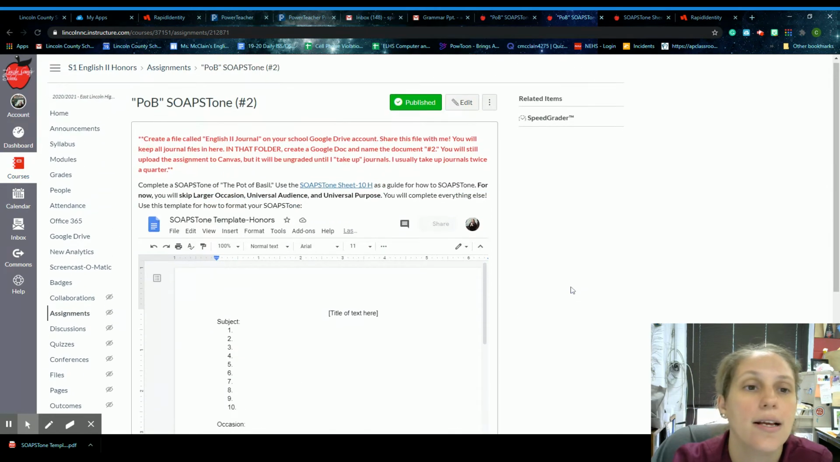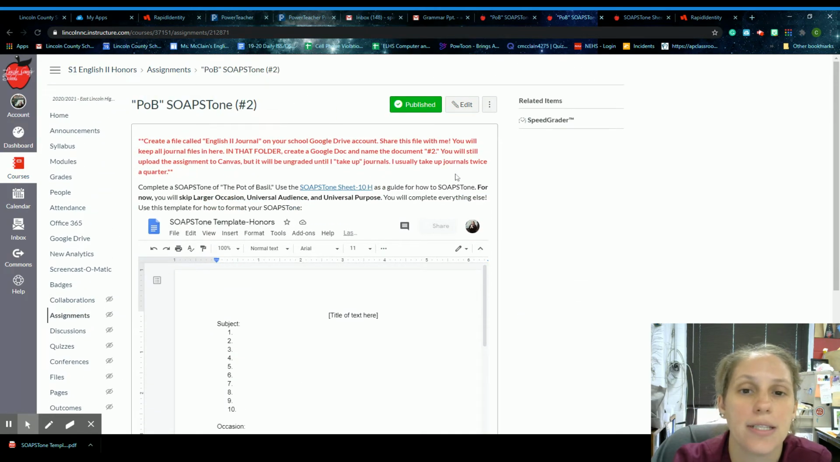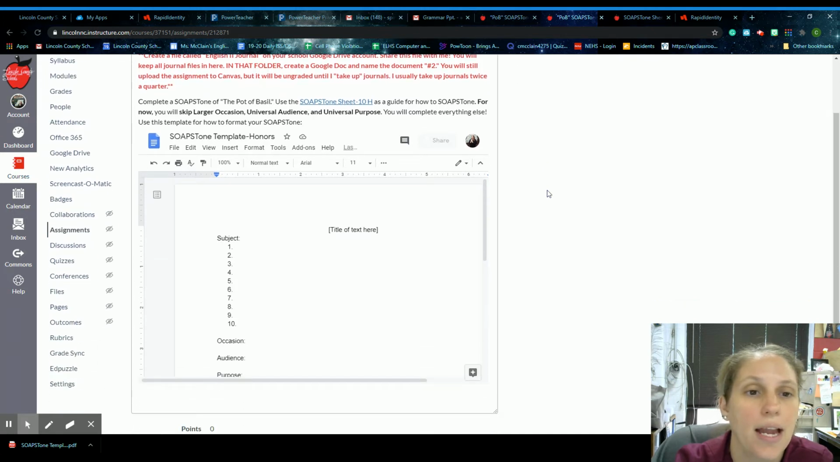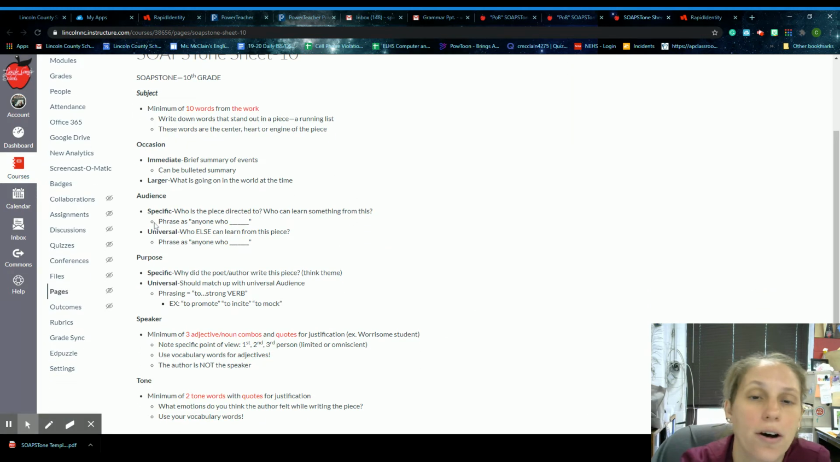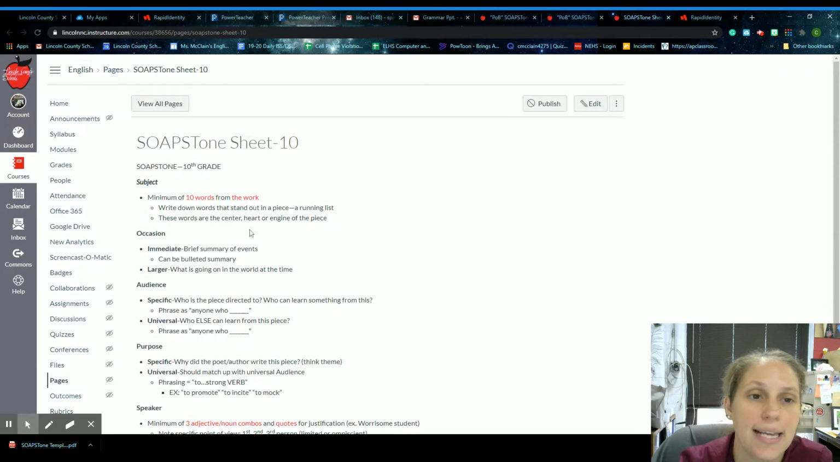So for your choices, we're here on the Pot of Basil SOAPSTone. This is on Thursday, and you are going to be looking at this SOAPSTone sheet. If you click on that, it'll open this. The only difference between the honors SOAPSTone sheet and the regular one is that the honors will have an extra part here that says lit devices, okay? Otherwise, everything is going to be the exact same.